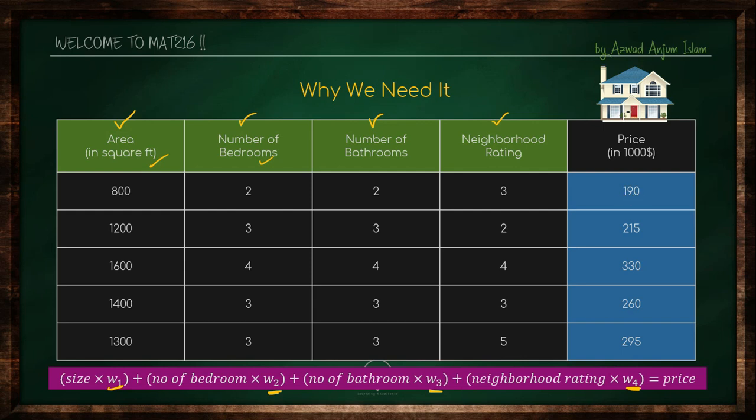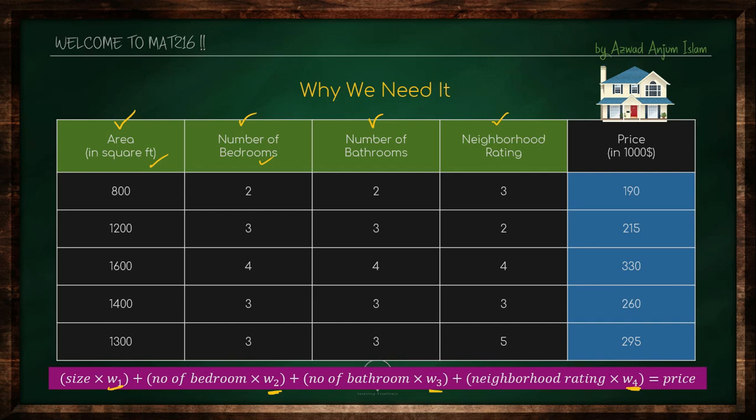$190,000 something. This is $330,000, basically 330K. So yeah, 1300 square feet, 3 bedrooms, 3 bathrooms, but this one is in a really good neighborhood, and that is why the price of this one is much higher than any of these. All right, so this is your data, right?